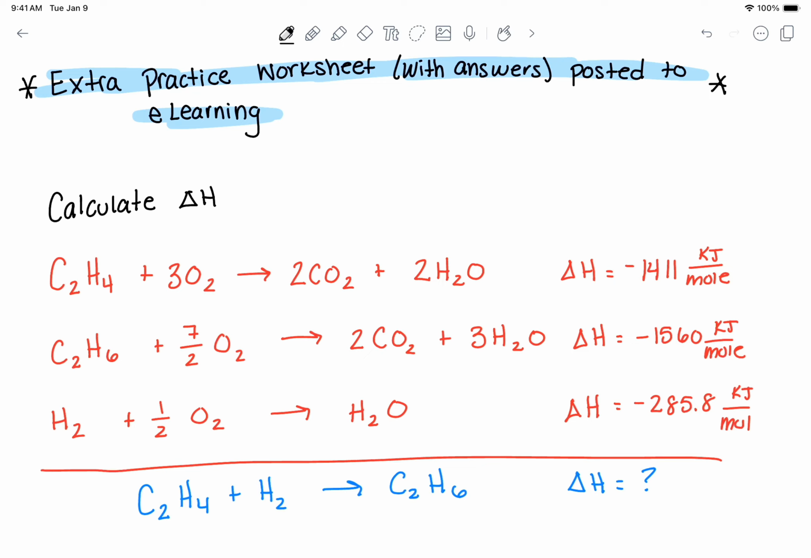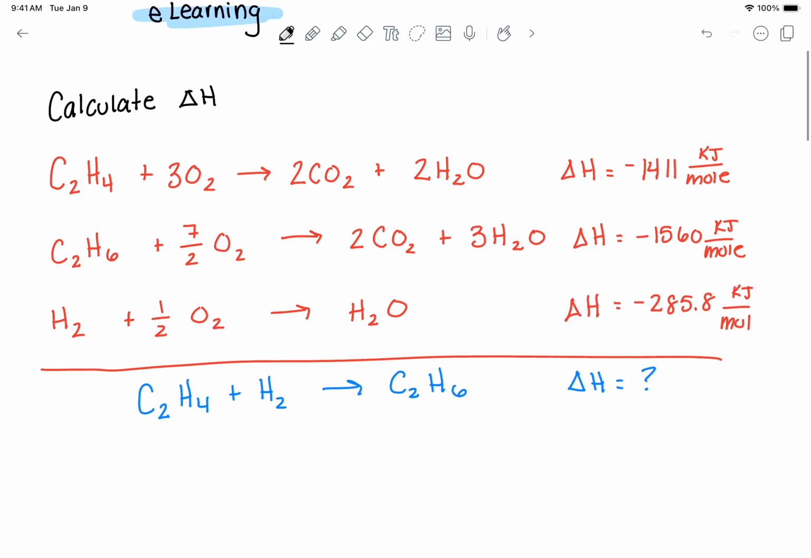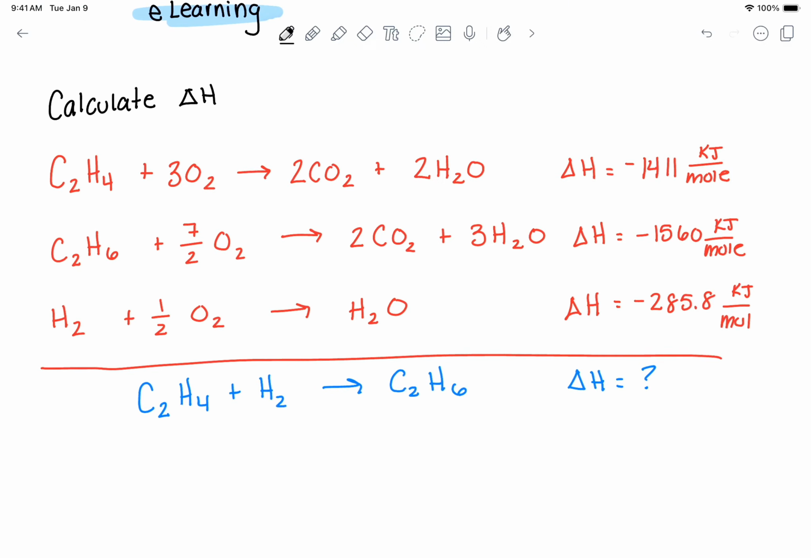So, our first example has 3 thermochemical equations that we need to use to solve for this equation down here. So, before we start, take a second, pause the video, look at the 3 equations that I have in red, compare them to the equation that I have in blue, and hypothesize, think of a plan of what you think needs to be done to each equation in order to solve for this. So go ahead and pause the video to do that.